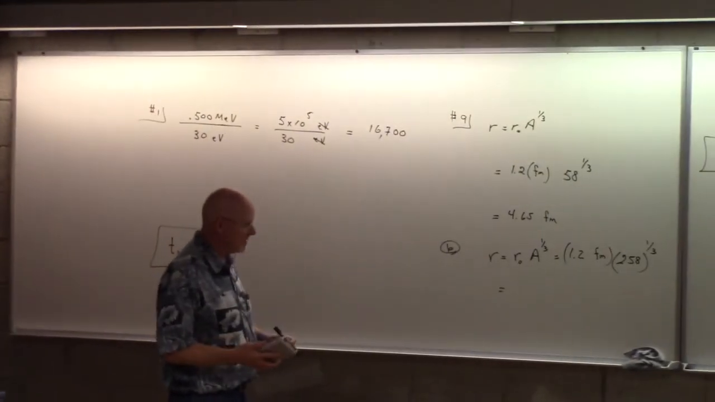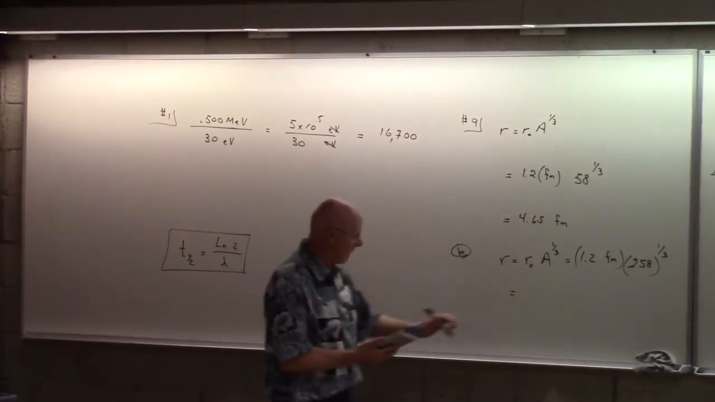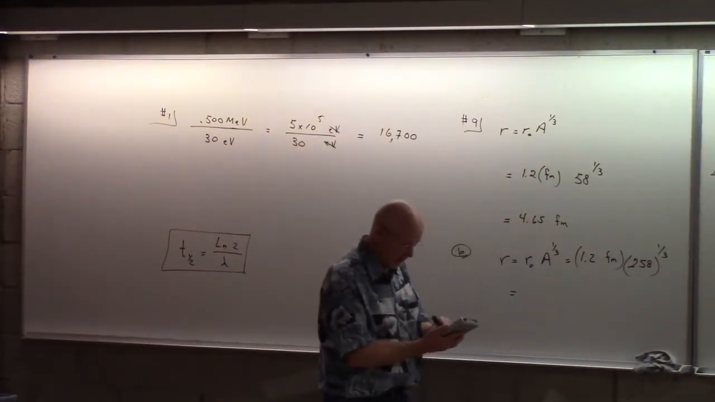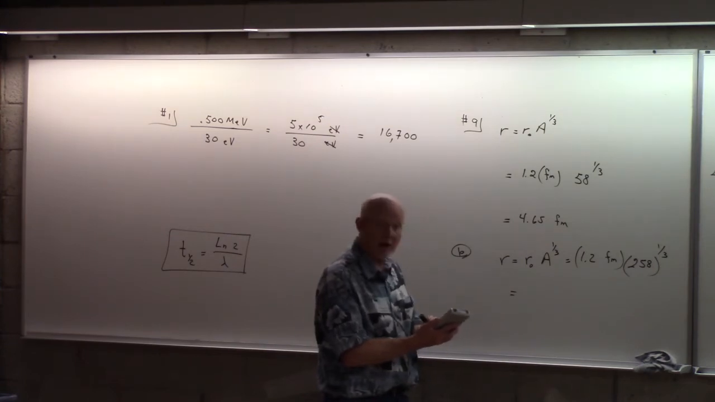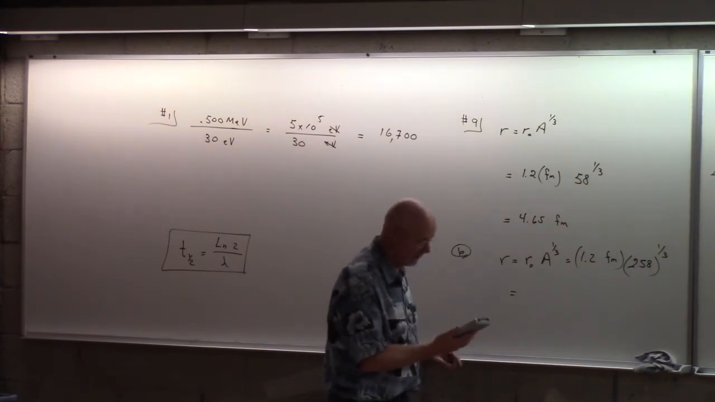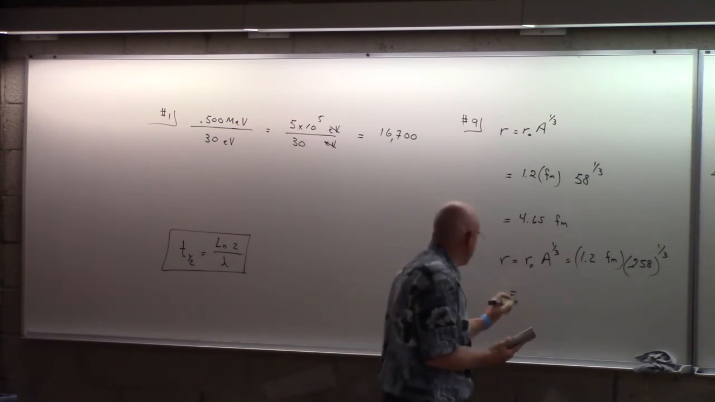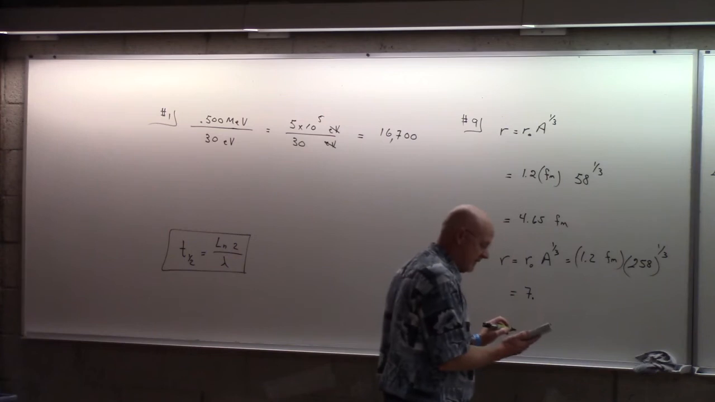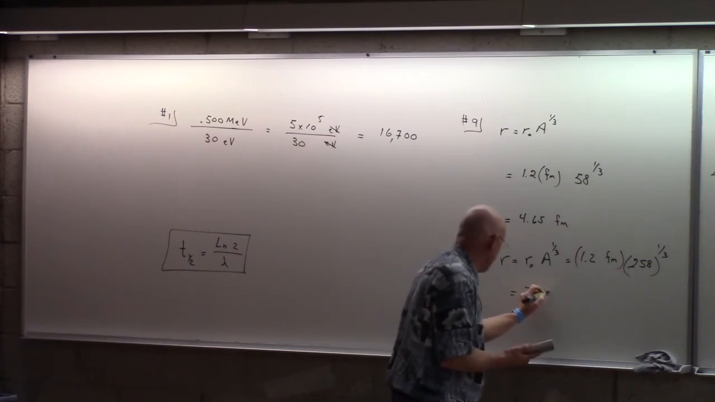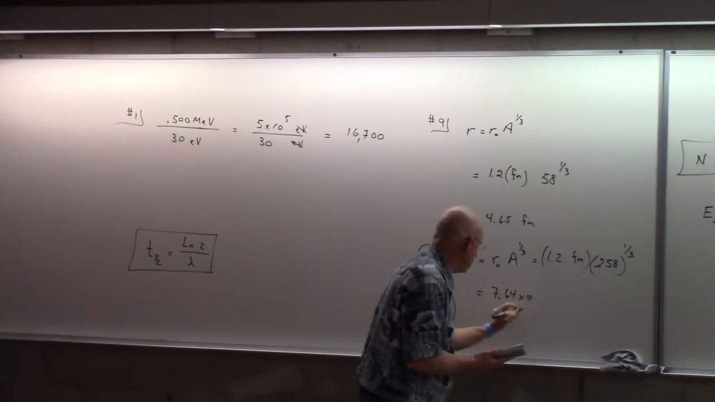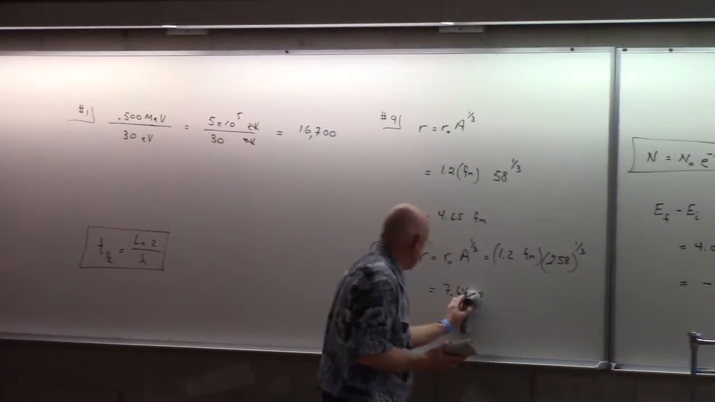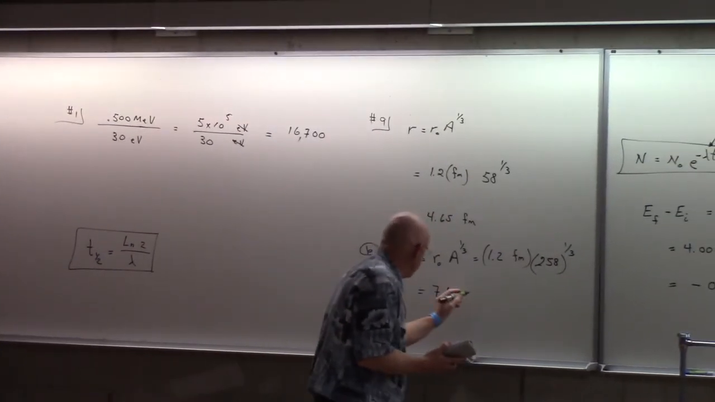Trying to look up that number a little better. Let's wait. We'll see if we can do that one. But I'm going to come over here and go 258 raised to a power of 1/3. And then this is a 6 times 1.2. And so this is going to have a radius of 7.64 times 10 to the minus 15. Well, let me just write it as femtometers.